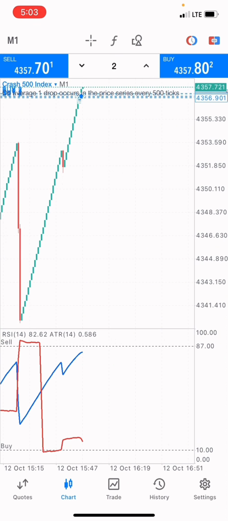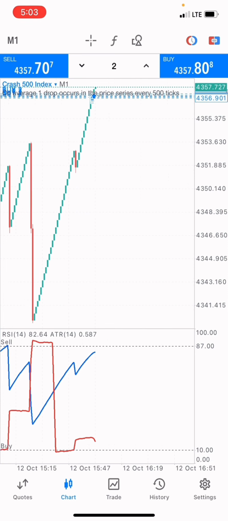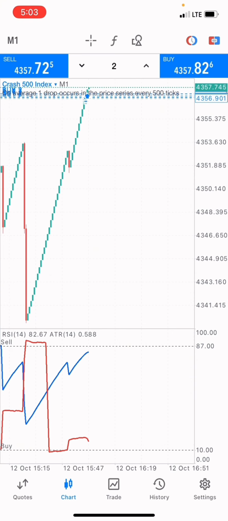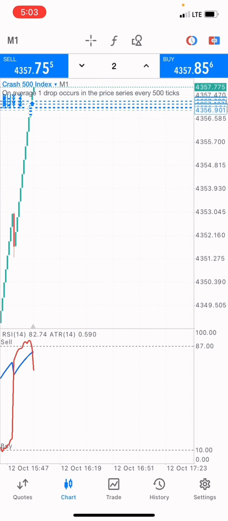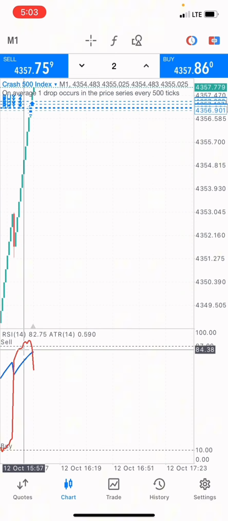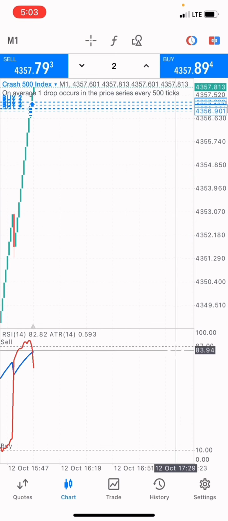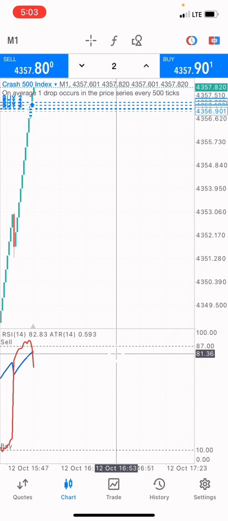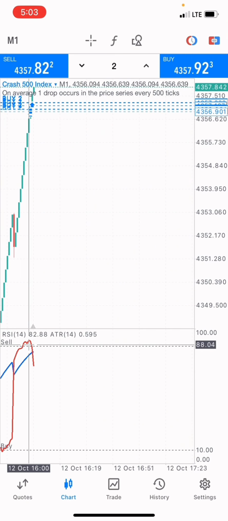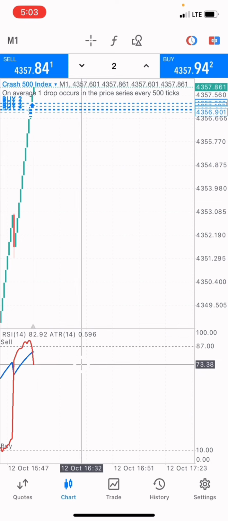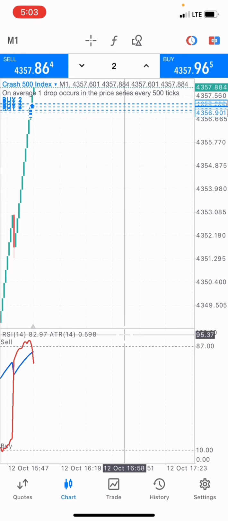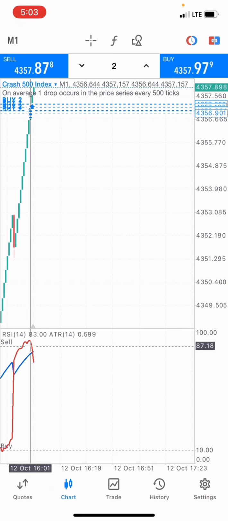When we want to take our candlesticks, what we do is look for a crossing of the average true range. When the average true range crosses above this level of 87, that's our entry point. Immediately this average true range crosses above the level of 87 of the RSI, I entered into the market.